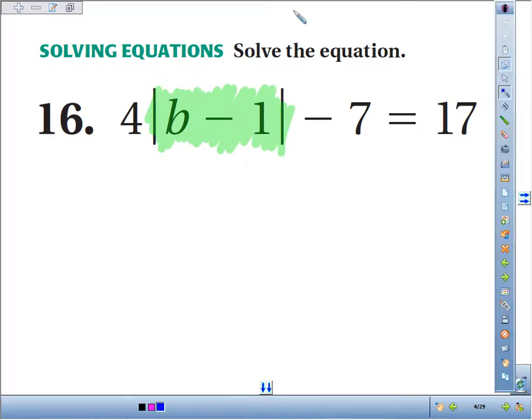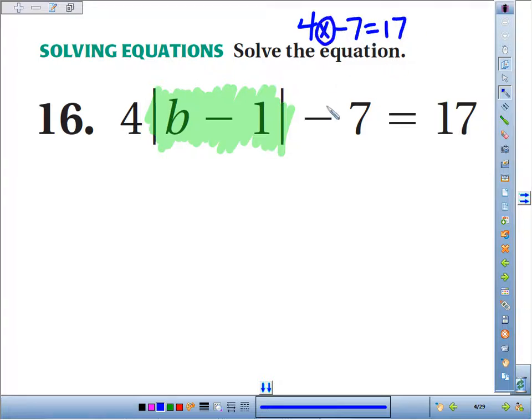No different than if we had 4x minus 7 equals 17. We would add 7 and divide by 4 to get the x. We need to do that to get the absolute value by itself.